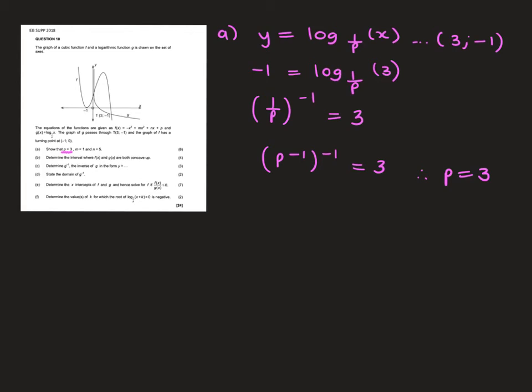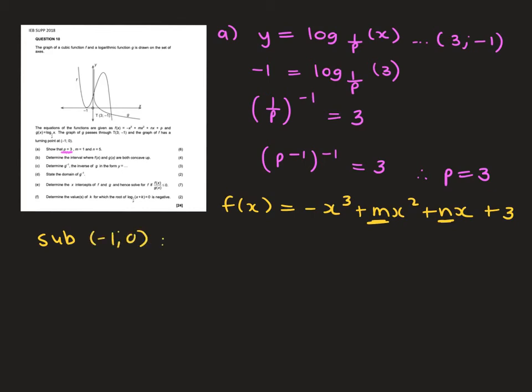Amazing. So now we've got a bit more information from our cubic function. We have that f of x is equal to -x cubed plus mx squared plus nx plus 3. We've removed at least a variable, so now we're solving for two unknown variables. We'll probably need to do some simultaneous equations here. The first thing I'm going to do is sub in that point, (-1, 0). Let's see what we get.